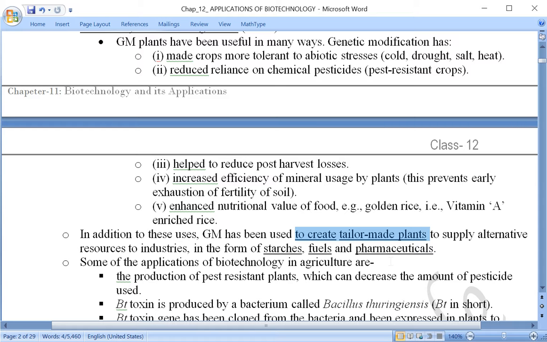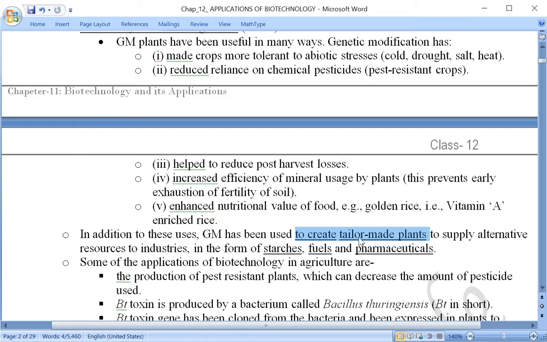For a very good example, let us say starch and fuels. Some plants can produce a large amount of starch. There are some plants which are being used as fuels, and some other plants which are medicinal and provide us some medicines, so pharmaceuticals here. So, let us see once again: genetically modified organisms have been used to create tailor-made plants. Tailor-made means what?